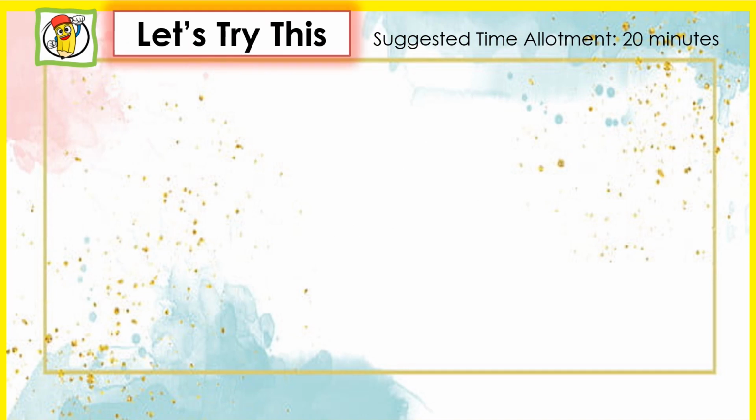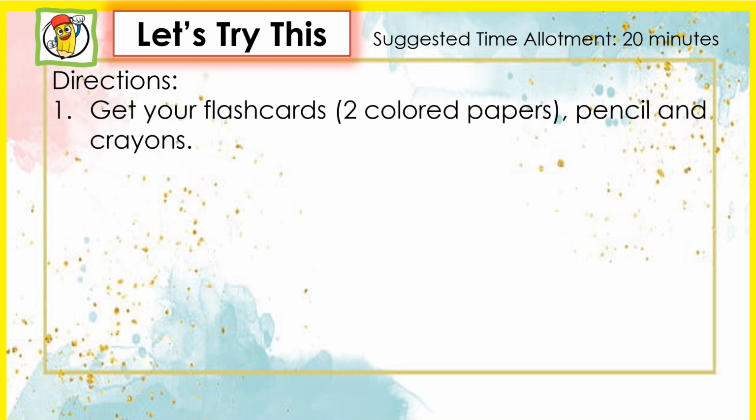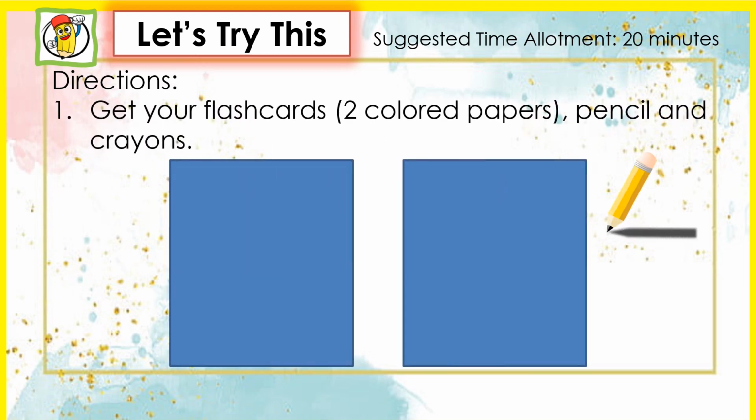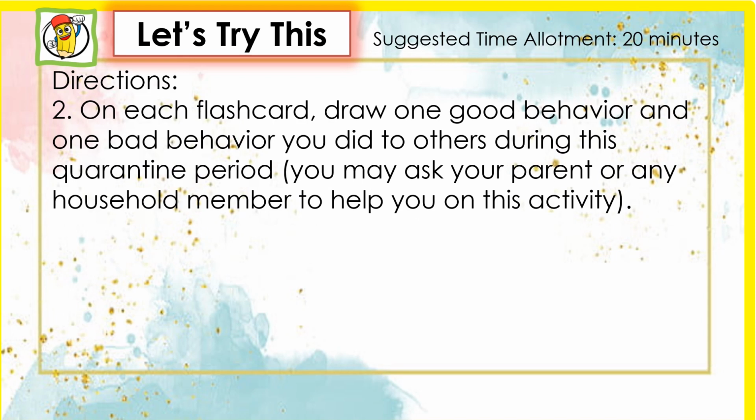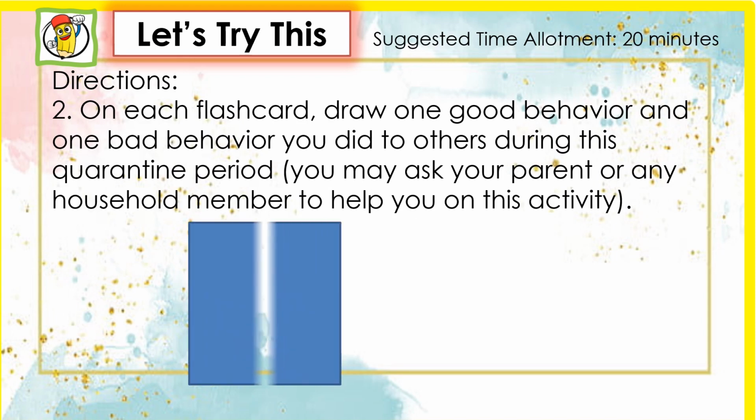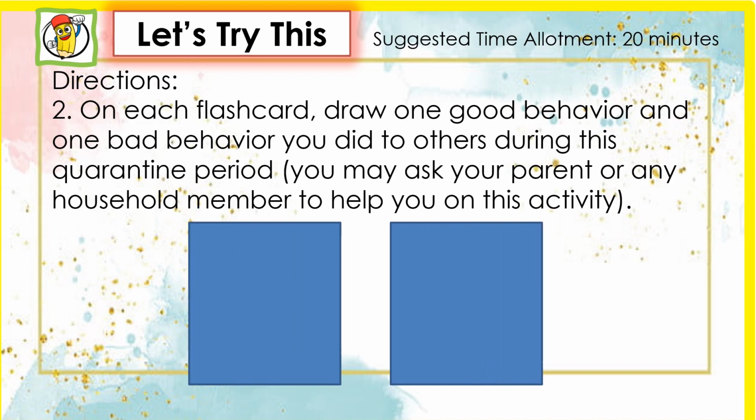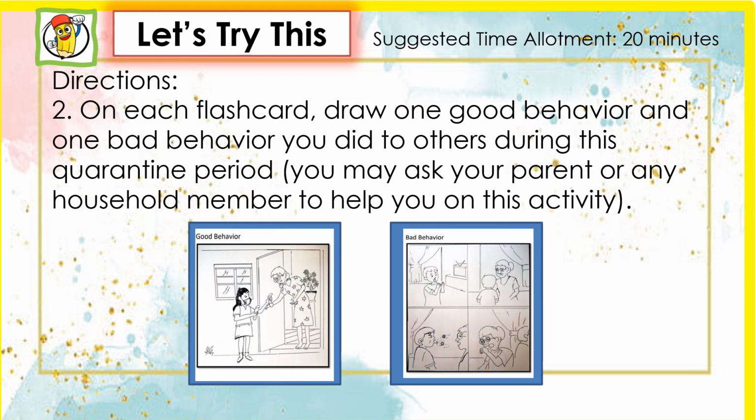Let's try this. Suggested time allotment 20 minutes. Directions: get your flashcards, pencil, and crayons. Number 2, on each flashcard, draw one good behavior and one bad behavior you did to others during this quarantine period. You may ask your parent or any household member to help you on this activity. So take a look at the pictures below for an example of good behavior and bad behavior.